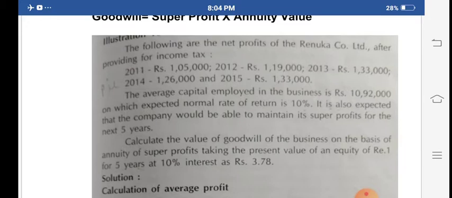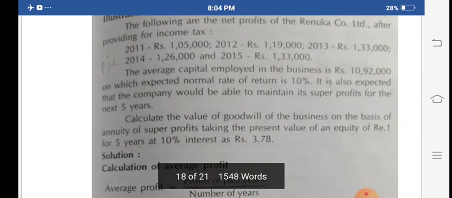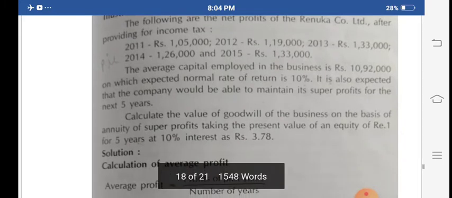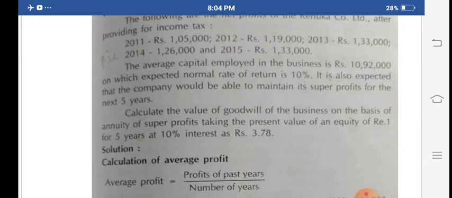The average capital employed in the business is rupees 10,92,000, on which the expected normal rate of return is 10%. It is also expected that the company would be able to maintain its super profits for the next 5 years. Calculate the value of goodwill of the business on the basis of annuity of super profit, taking the present value of an annuity of rupees 1 for 5 years at 10% interest as rupees 3.78. This is the problem. With its help we have to ascertain the value of goodwill under the annuity method.